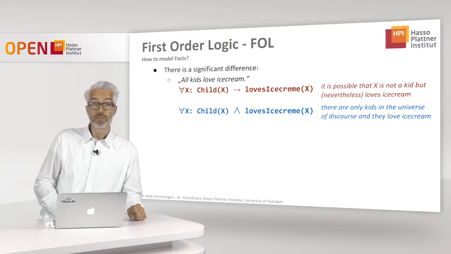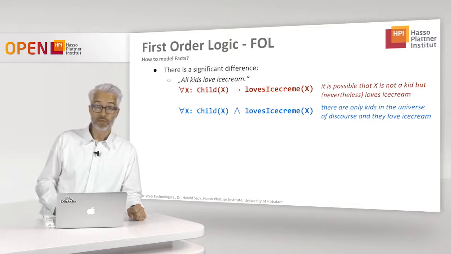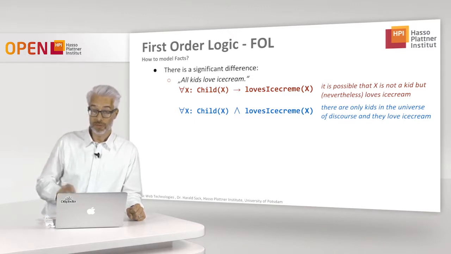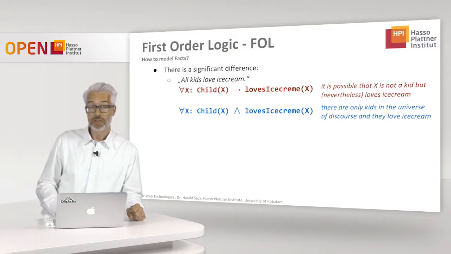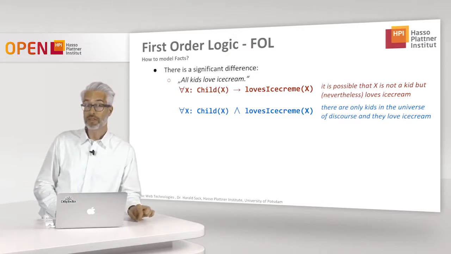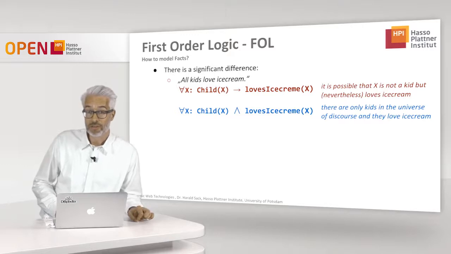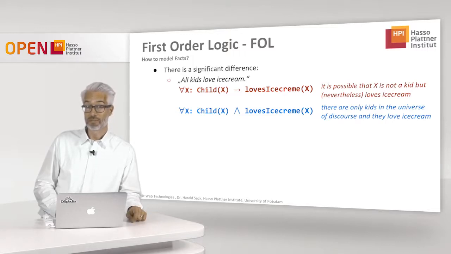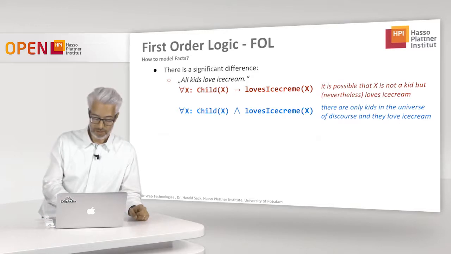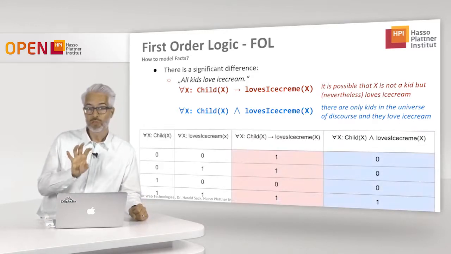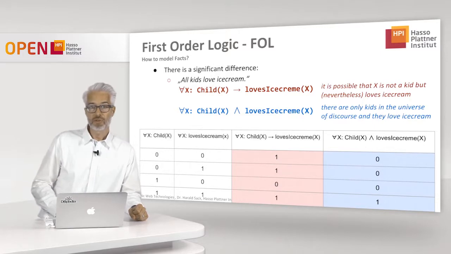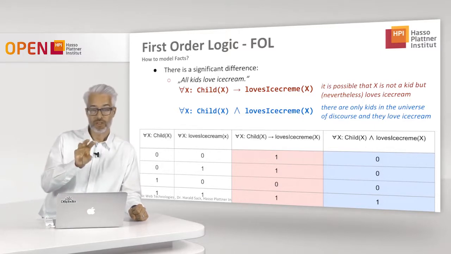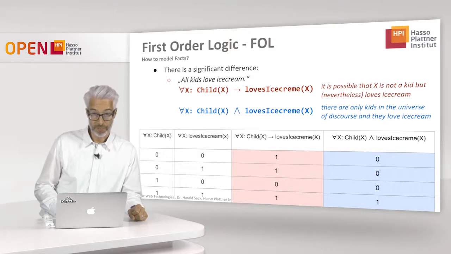The other one, in blue, would mean: for all x, it holds that x is a child and x loves ice cream. If you connect it via a conjunction, this would mean that all the individuals within your universe of consideration are all kids and they all love ice cream. So there is nothing which is not a kid and does not love ice cream. Is this really what you want to express? I guess not. And of course, you can prove this again with the help of the truth tables of the connectors that you are considering.